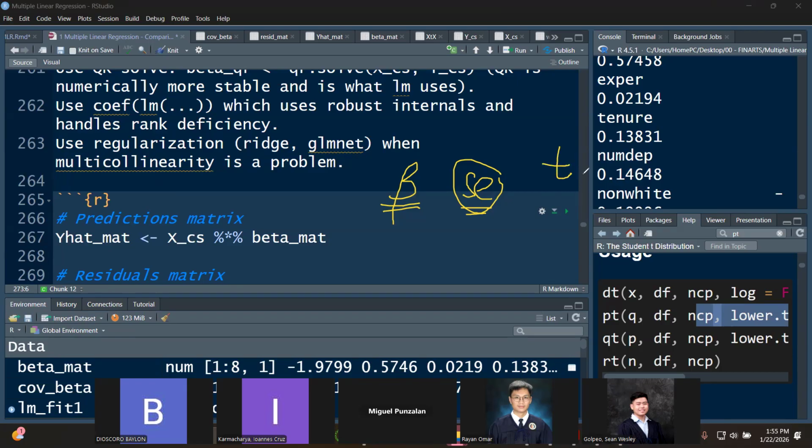How do you compute for the t-stat? We divide your beta by your standard error. Okay. And then why do we need to compute for your t-value? Because we use the t-value in order to compute for the p-value. Okay, so take note of the process here.